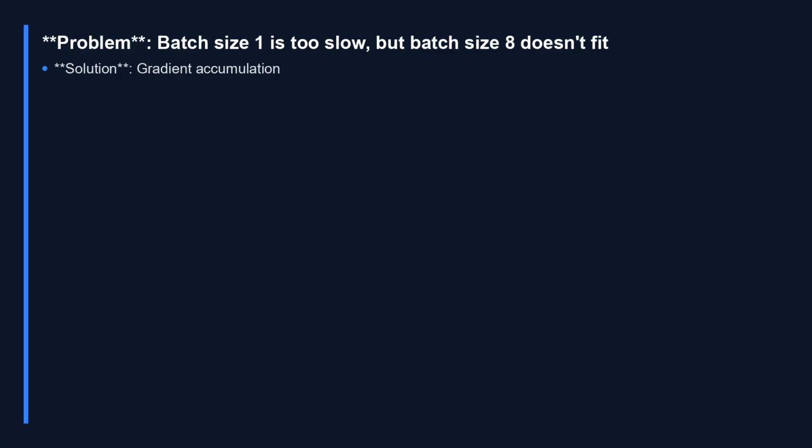Batch size 1 trains too slowly to be practical, but batch size 8 causes an out-of-memory error. Gradient accumulation is the solution. Instead of processing 8 examples in one pass, you process 2 examples at a time across 4 consecutive passes, accumulating the gradients before applying the update. The math works out identically. Your model sees the same effective batch of 8, but your peak memory usage stays at the 2 example level.